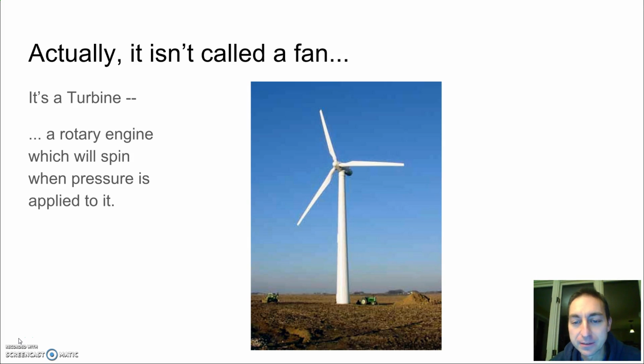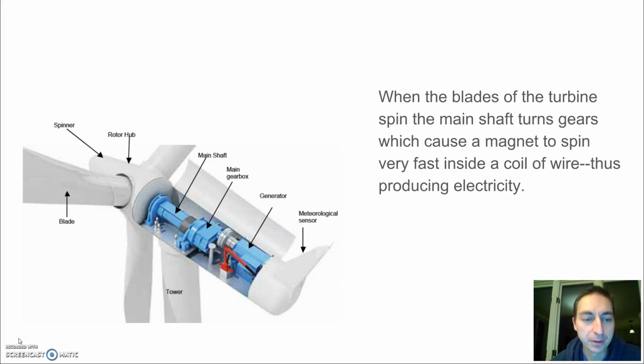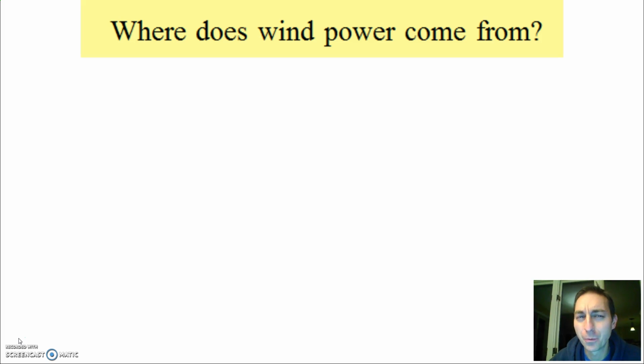That means they are things that spin around, and if you apply some pressure to it, it's going to cause it to spin, and that's how it's going to work to generate some electricity. Inside, the blades will spin and turn the main shaft. It goes to a gearbox, which is going to use gears to amplify the spin, which then spins the generator, which has a magnet and a coil of wire, and that's going to get those electrons moving and therefore generate our electricity. So wind power obviously comes from wind, but where does wind come from?